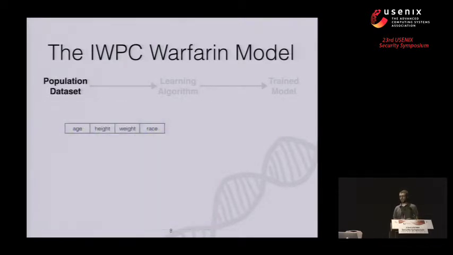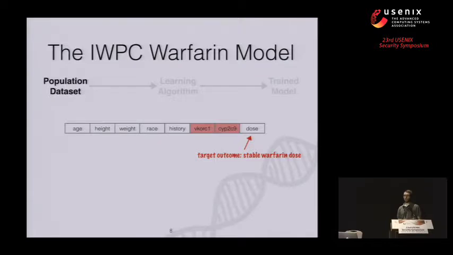And the sorts of things that they collected from each patient were, say, their basic demographics, some relevant parts of their medical history, 2 aspects of their genotype that researchers had previously found affect warfarin metabolism, and an outcome variable, which describes the stable dosage of warfarin that achieved optimal therapeutic benefit for that patient.